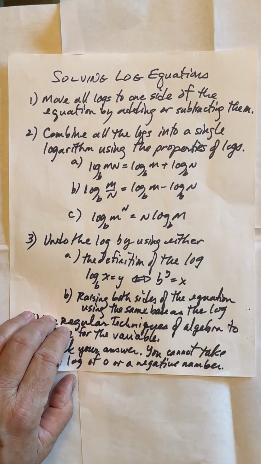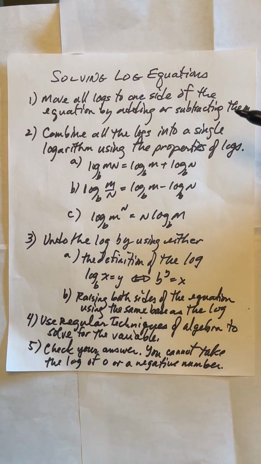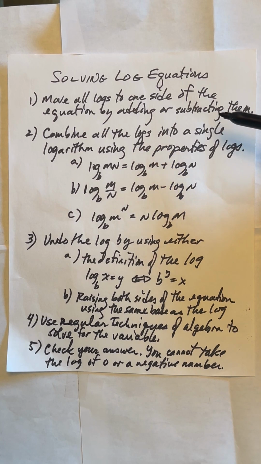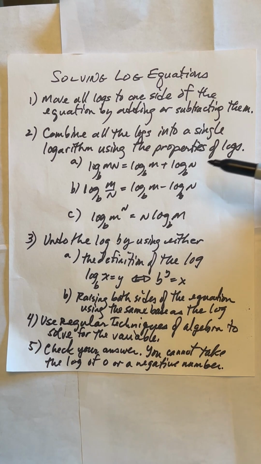All right. So these are the steps I use to solve log equations. I move all the logs to one side of the equation, and you just do that by adding or subtracting the logarithmic term. That's all you do. And by the way, if you see the word log, then that term is a logarithm. If you don't see the word log, then that's not a logarithm. You can keep it on the other side. And then I combine all the logs into one single logarithm, right? Using these three properties of logs.